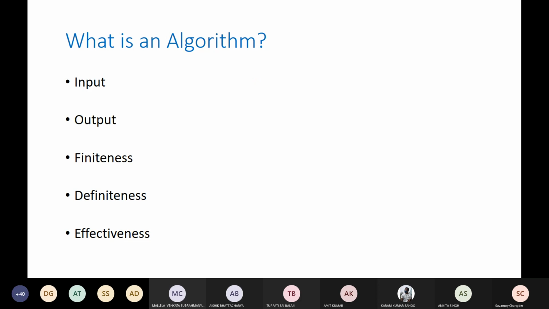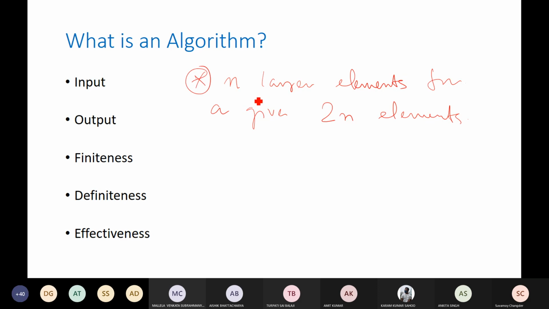Let us find the n larger elements from a given array of 2n number of elements. So what is the problem? The problem is to find the n larger elements from a given set of 2n number of elements, or a given array of 2n number of elements.